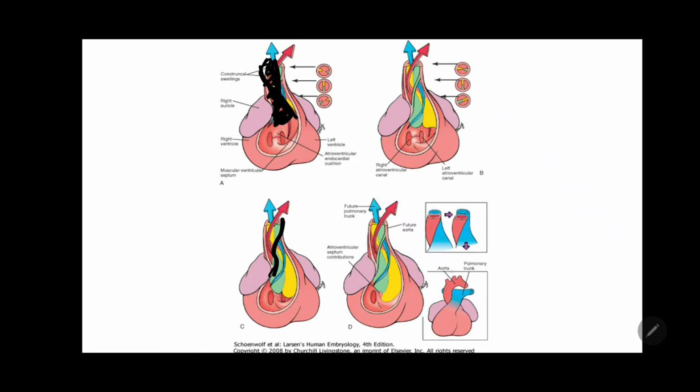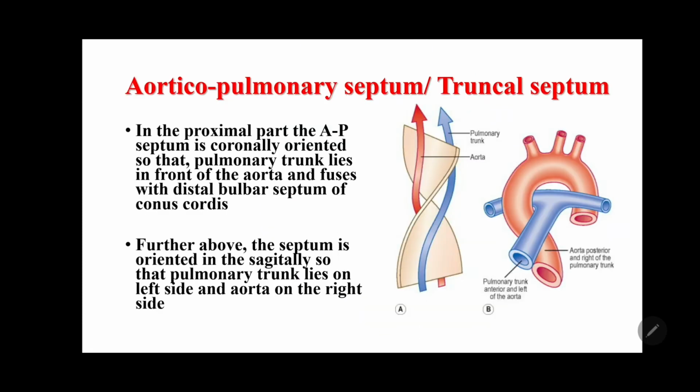You can see in this adult heart how it is. In the adult heart, in the proximal portion, anterior is pulmonary trunk, posterior is aorta. In the middle portion, left is pulmonary trunk, right is aorta. In the distal part, what happens? Anterior is aorta, posterior is pulmonary trunk. So that is the septation of the truncus arteriosus by the aorticopulmonary septum.